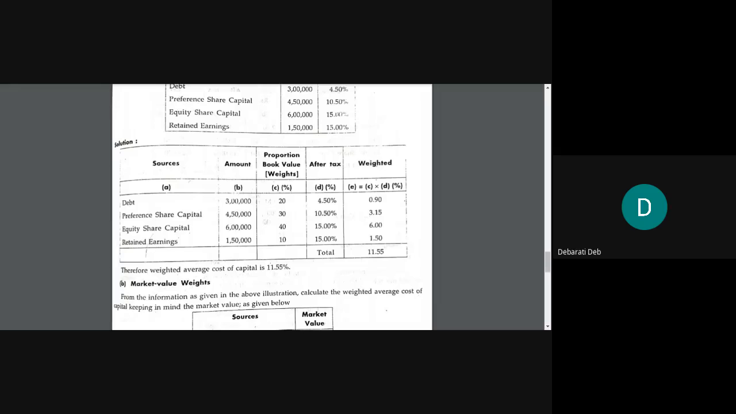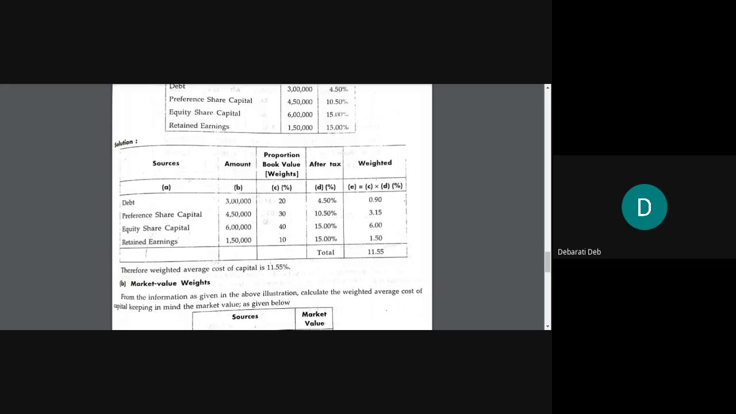And the after-tax costs are already given to you in your question. So you will directly bring the numbers from the question: 4.50%, 10.50%, 15.00% and 15.00%. Okay. Then in the last column, you will multiply the third and the fourth column.